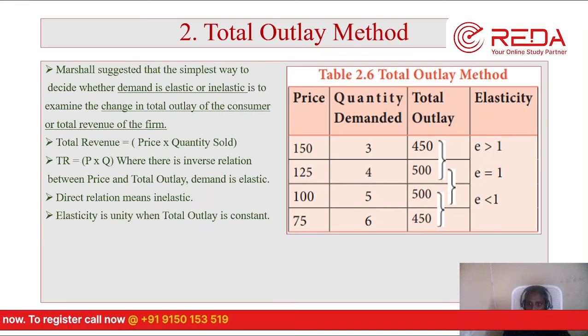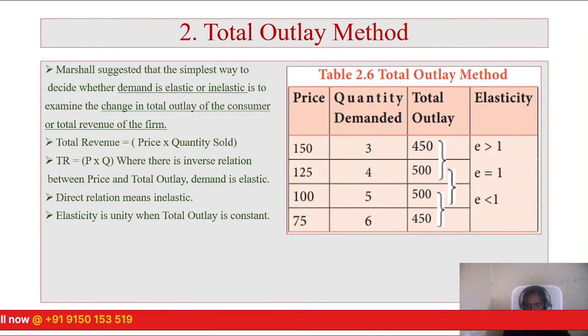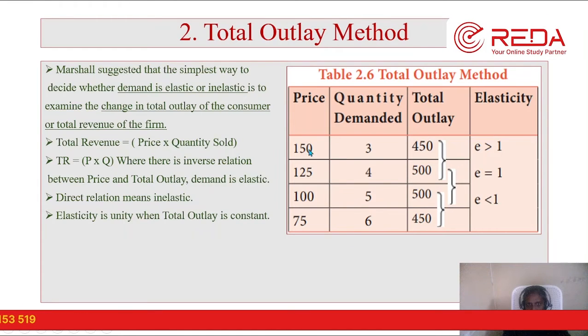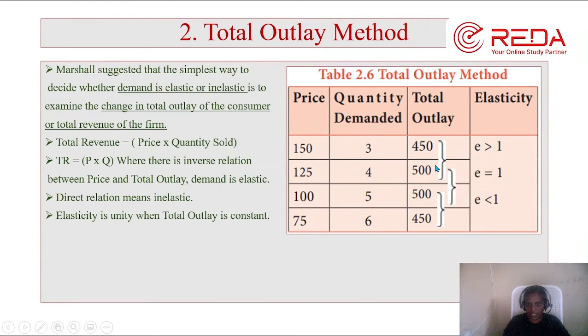So this is how Marshall analyzes the elasticity. When the price decreases, the quantity increases, and with the help of the total outlay he is segregating the 3 situations. That is, elasticity greater than 1, elasticity equal to 1, and elasticity lesser than 1, where the elasticity decreases when the total outlay decreases. So these are all the 3 situations explained by Marshall under this total outlay method.